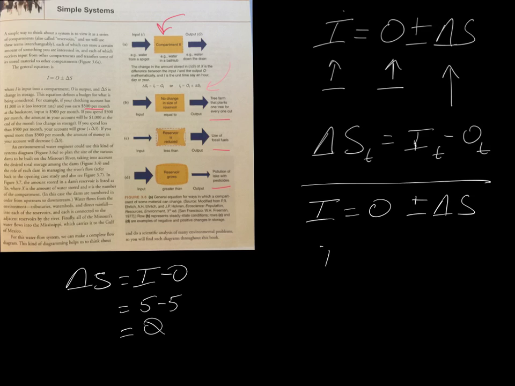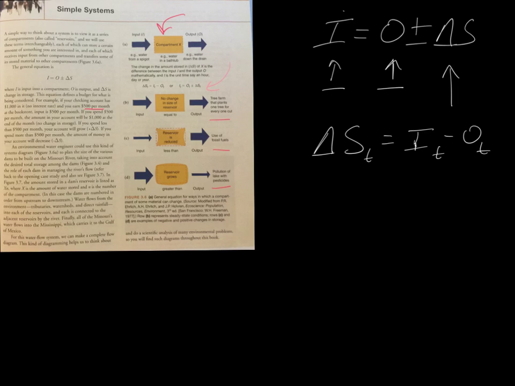And what if I equals O plus or minus 0? Well, this is I equals O. In this case, 5 equals 5. Well, that just makes sense, right? So mathematically it works out, and I think intuitively as well. If you think about it intuitively, you'll see that when input and output are equal, there's not going to be any change in that compartment or in that reservoir.